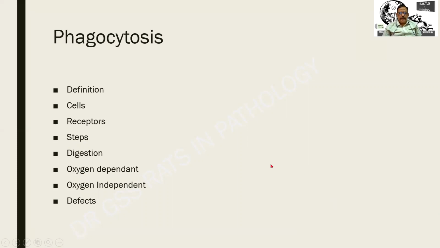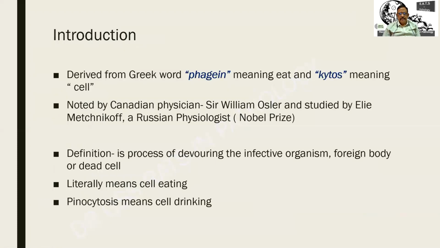Phagocytosis is the next topic in which we will be having the following subheadings covered. I would like you to kindly have each one of these subheadings in your answers. The introduction is definition. It is first derived from the Greek word phagein, meaning to eat, and kaitos meaning cell. So phagokaitos or phagocytos means eating of the cell.